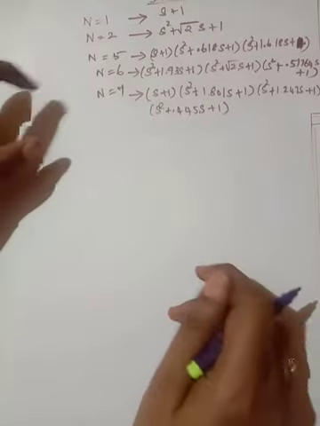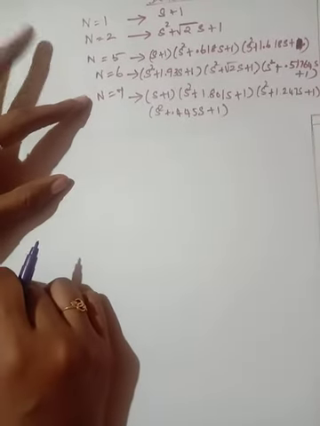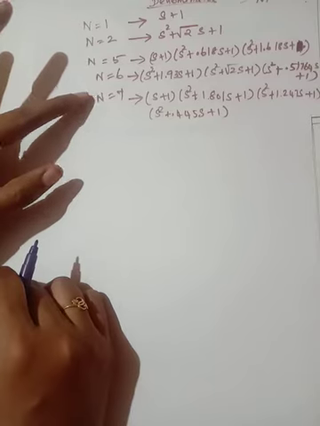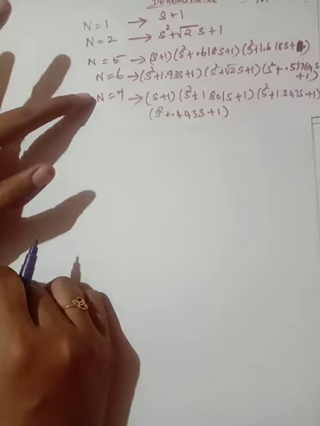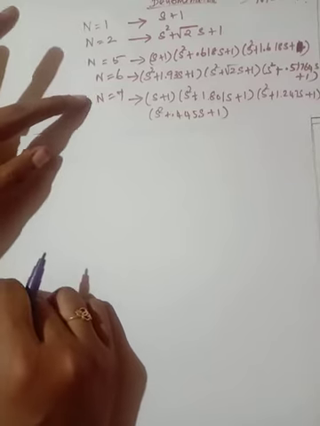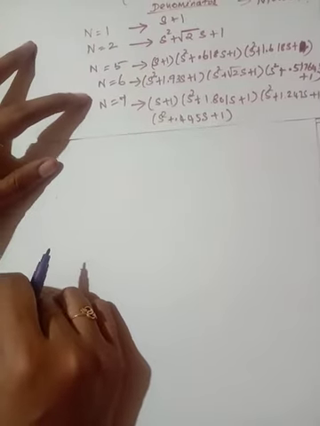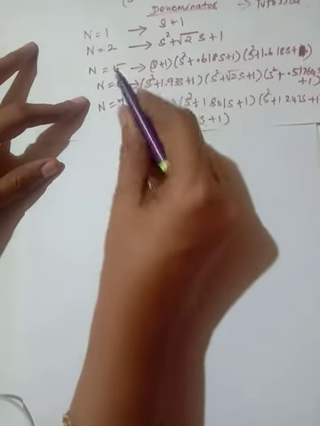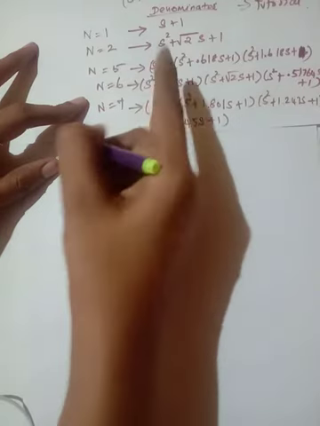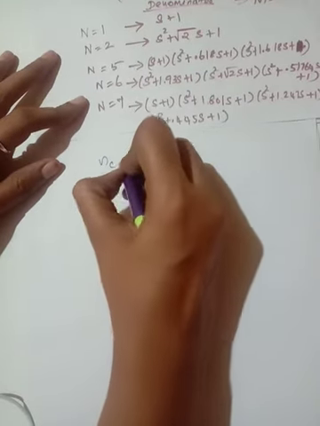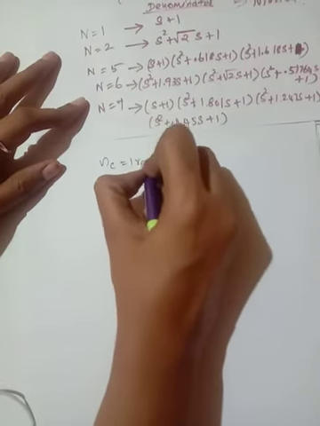Hi students, in the last video we discussed how to find the transfer function of an analog Butterworth filter. Now this is a continuation of that. Here what we are going to do is find this transfer function for omega c equal to 1 radian per second, right?